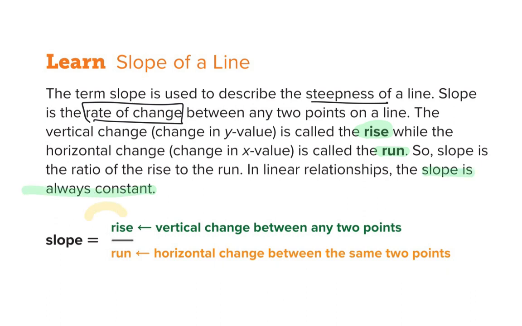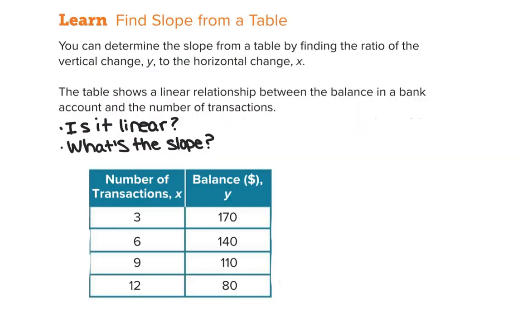All right, so this is how we've seen it presented so far: the slope is the rise over the run, or the vertical change over the horizontal change. And that's going to stay exactly the same as we look at how slope shows up in tables. So we can determine the slope from a table by finding the ratio of the vertical change, y, to the horizontal change. Or we can find the change in y divided by the change in x. How much is it going up or down as it's moving left and right?